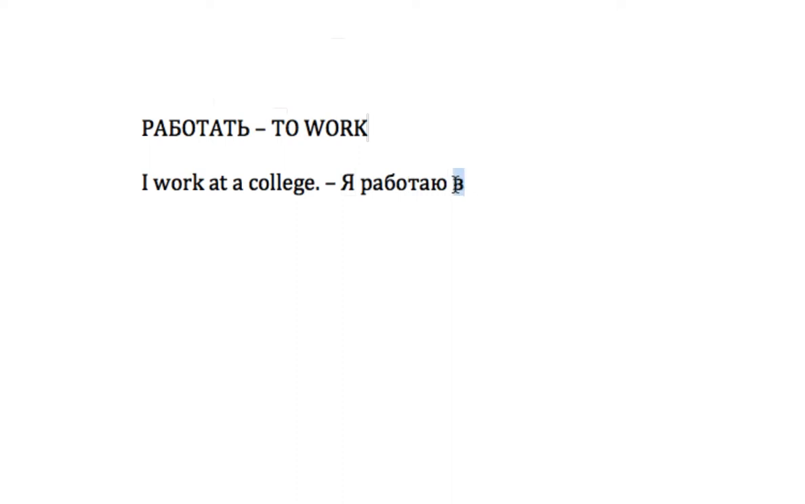Then I translate at, which is в. And once I put в, I remember that the prepositional case begins, which means I'm going to put college. There are no articles in Russian, there's no a, but I'm going to put college. And since it's coming after в, I need to add the е ending to show that this is the place information in the sentence. So я работаю в колледже.